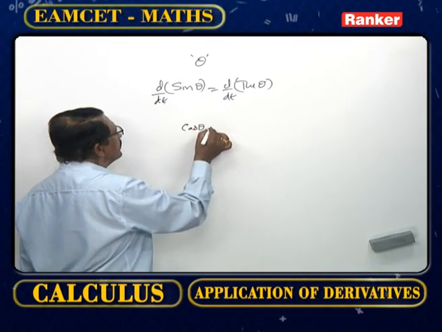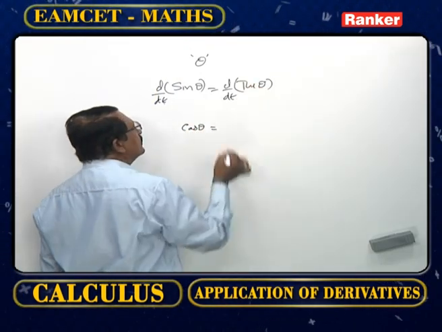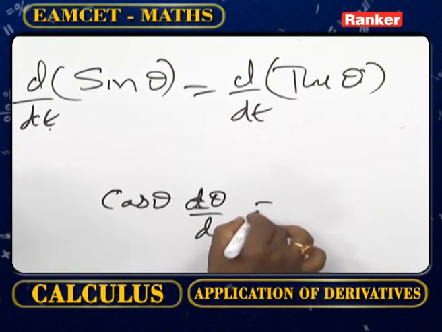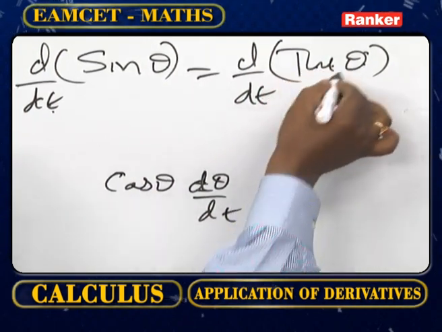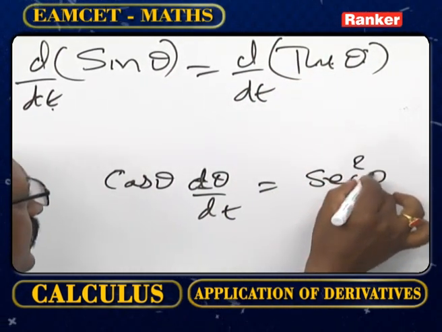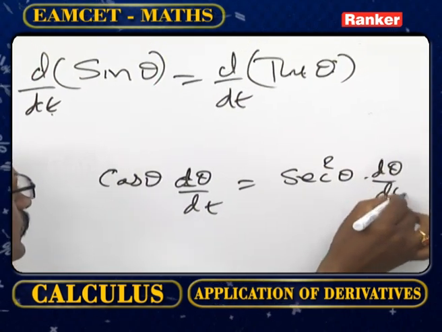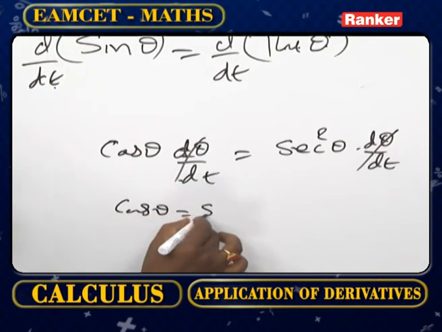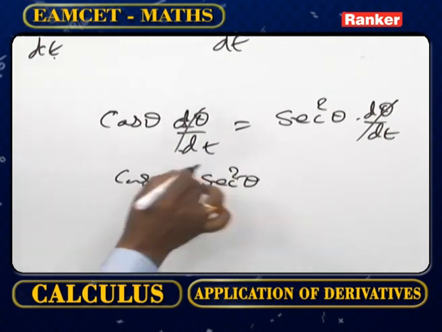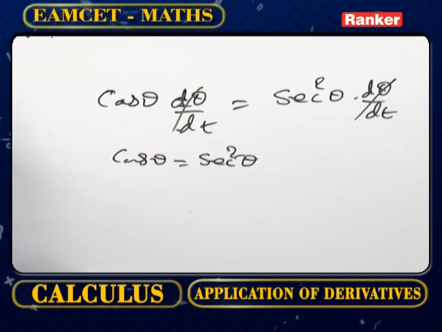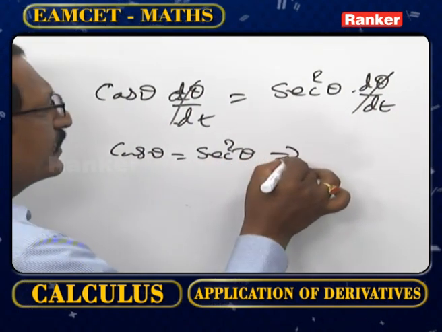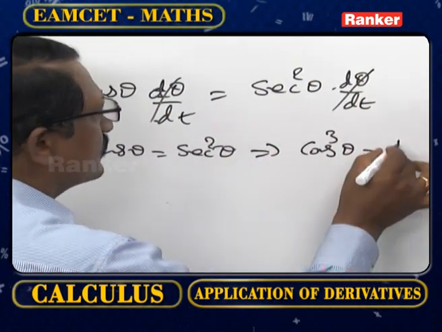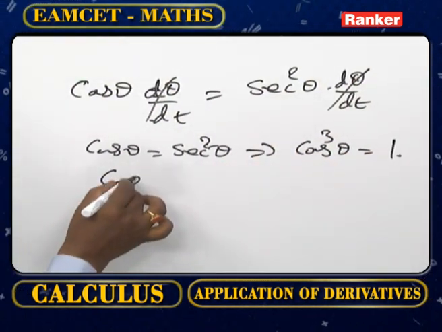Now d by d theta of sine theta equals cos theta, so cos theta into d theta by dt equals the differentiation of tan theta, which is secant square theta into d theta by dt. On both sides d theta by dt cancels. Now cos theta equals secant square theta, but secant square theta equals 1 by cos square theta. By cross multiplication we get cos cube theta equals 1. Now cos theta equals 1.